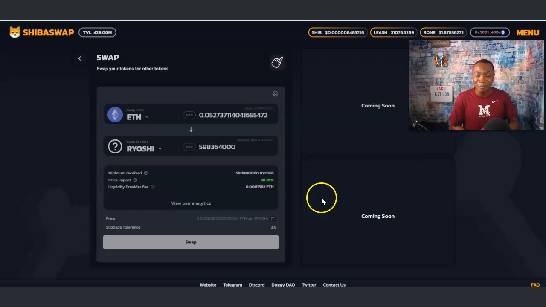Don't forget about Shibaswap, because Shiba is still a good price. Bone, I just added a little bit more bone to my position, and I added a little bit more leash to my position as well.